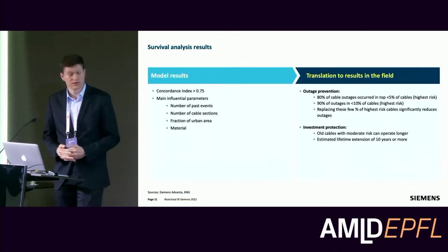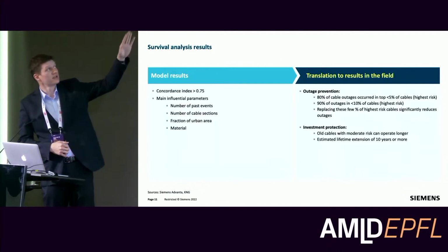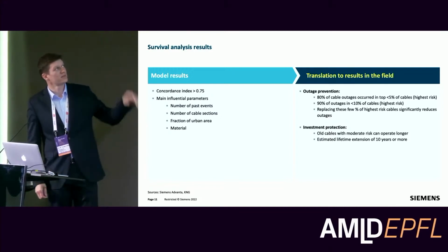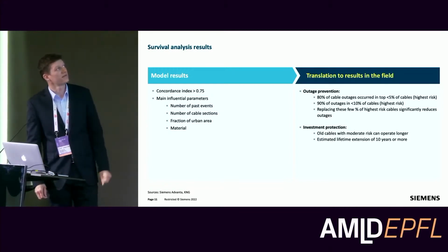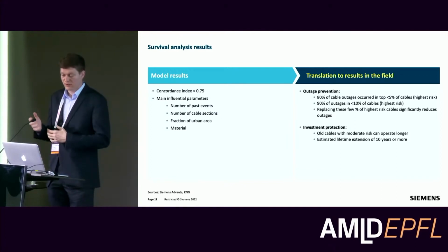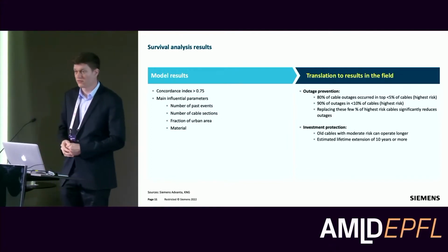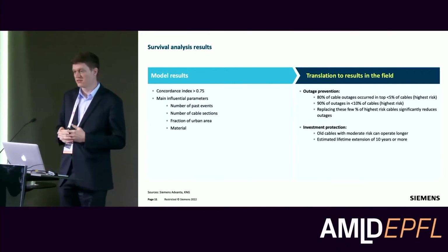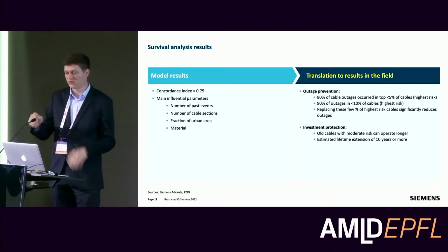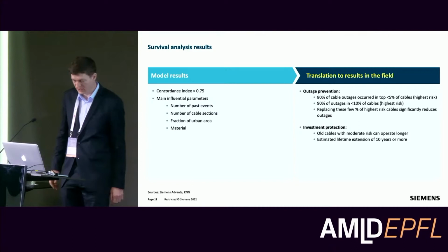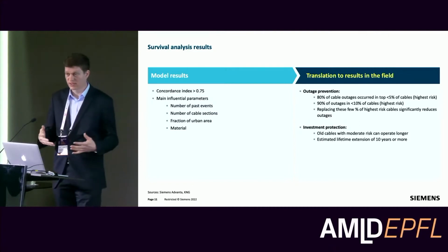Yeah, so the model results: the concordance index was not super close to 1, but a bit above 0.75. The main influential parameters were the number of past events, the number of cable sections, and the fraction of urban area. We did not take construction works directly into account, but in urban areas, even when there is no outage due to construction work, the cable might be damaged. There are reparations from the traffic on the streets, and there is also typically higher load.